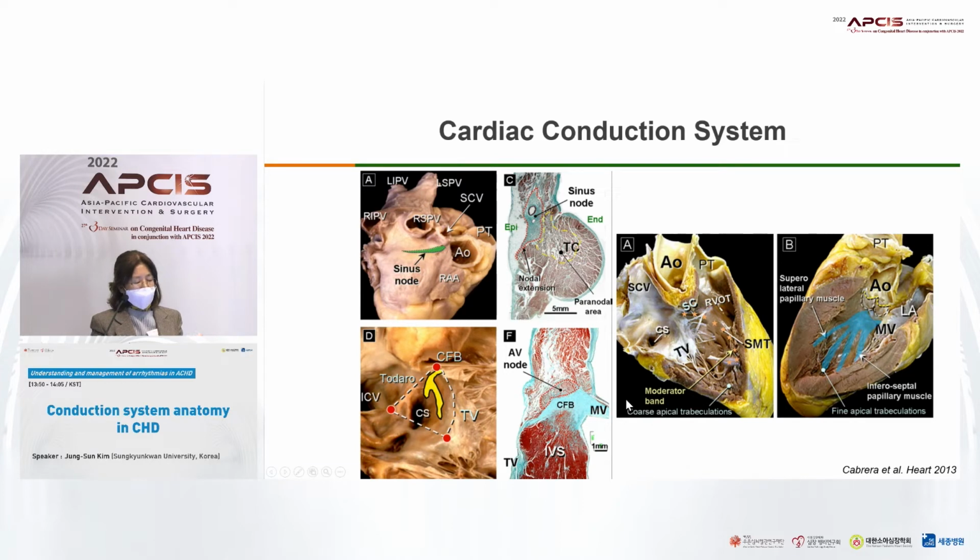At the right atrium, this picture shows the lateral view of the right atrium. The SA node is located between the entrance of the superior caval vein and the right atrial appendage at the subepicardial side of the upper part of the sulcus terminalis.